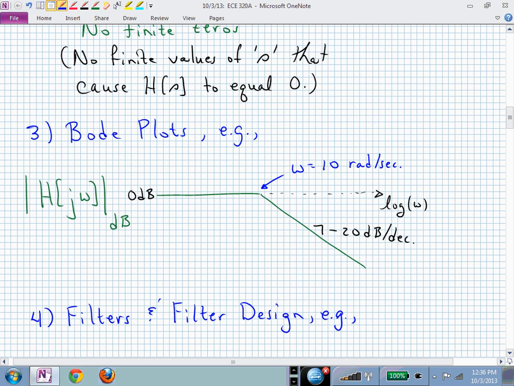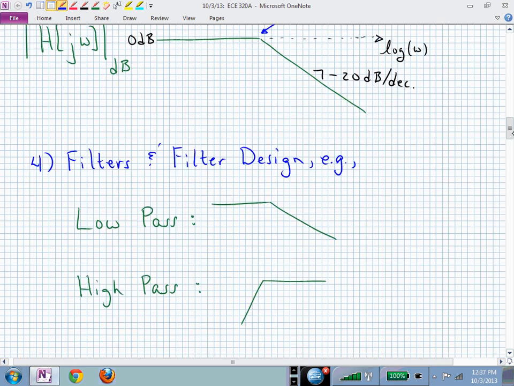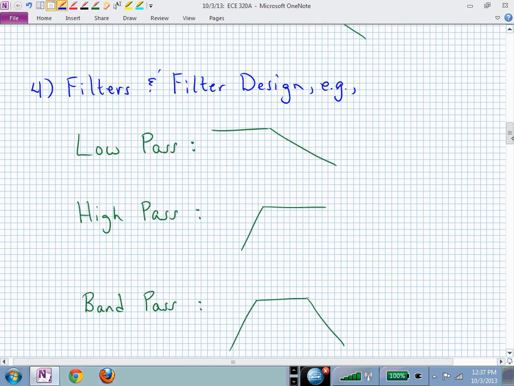And the vertical axis is in decibels, which is 20 log the magnitude of the transfer function. So that's why I have this vertical bars around H of j omega with a subscript of dB. That's decibels. That's the units on the vertical axis. Again, we'll get to all of this, but this sort of tells you where we're headed.